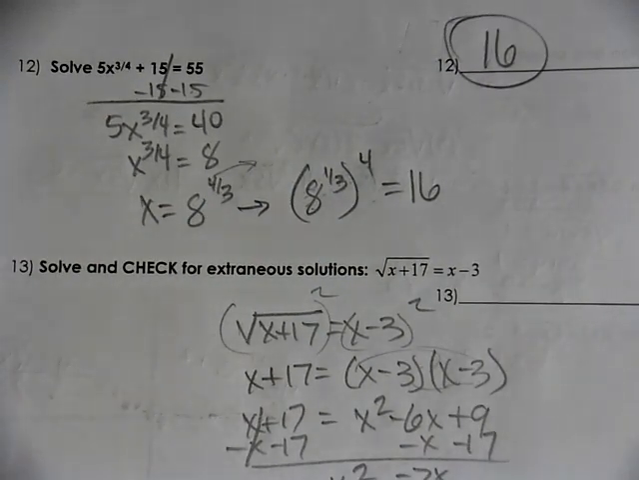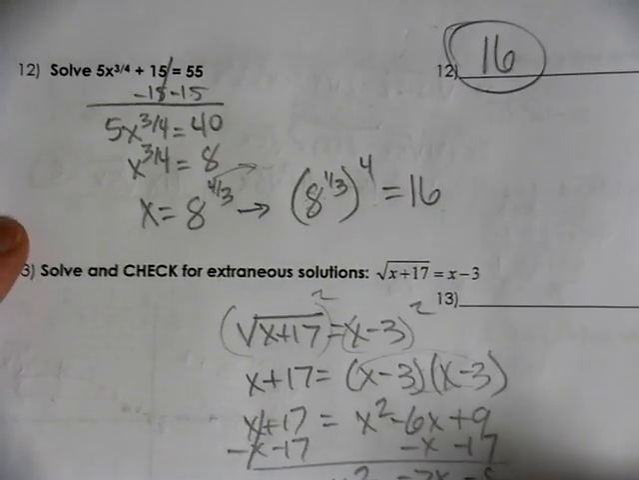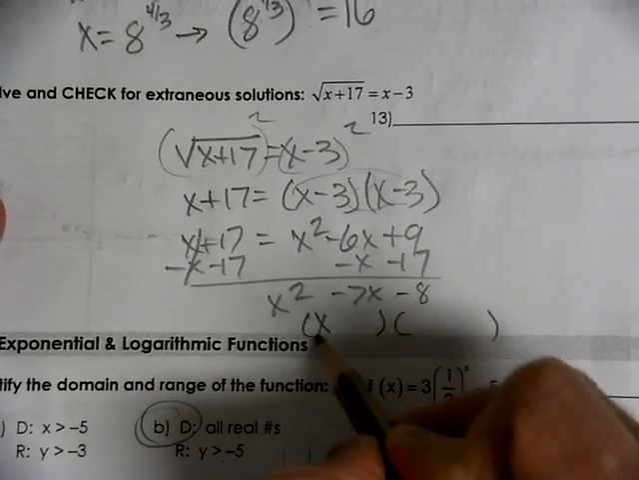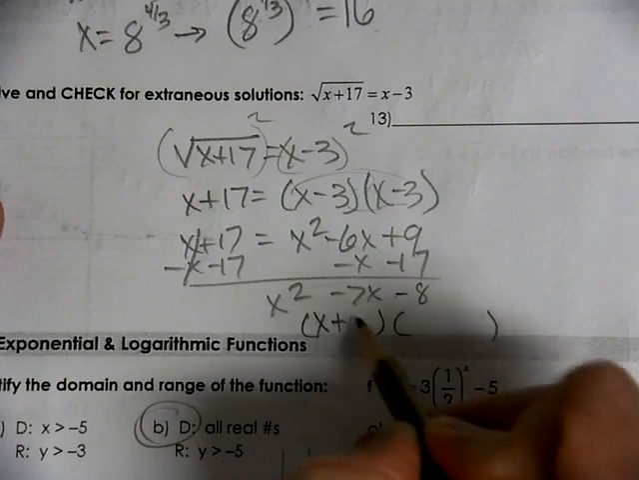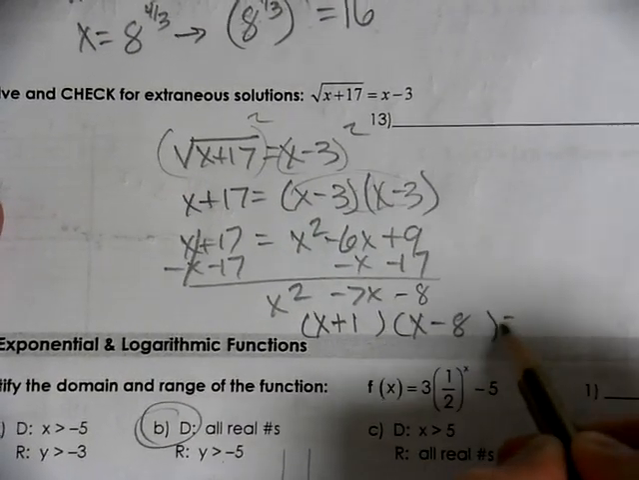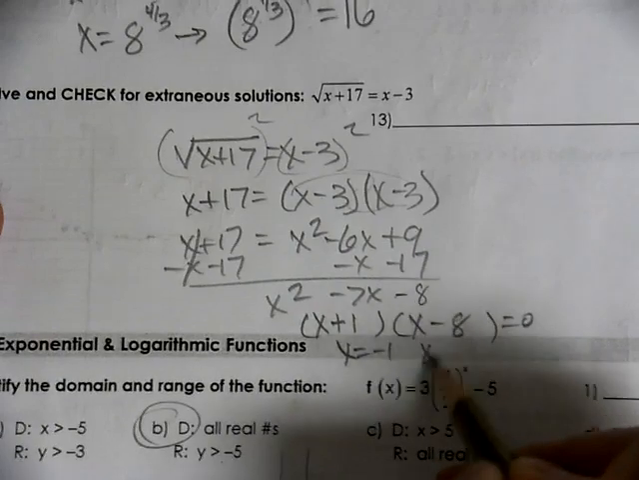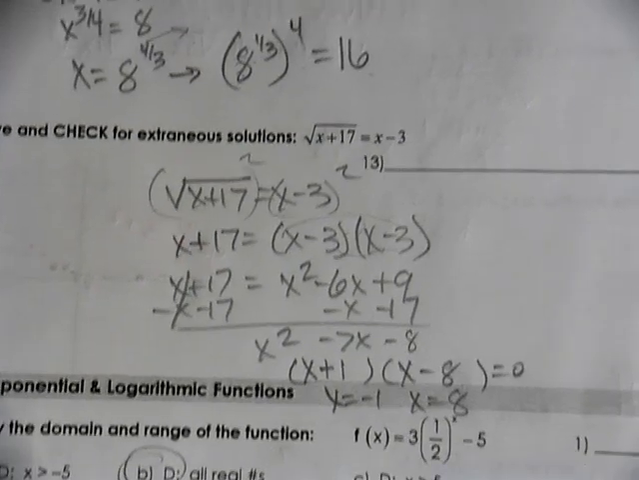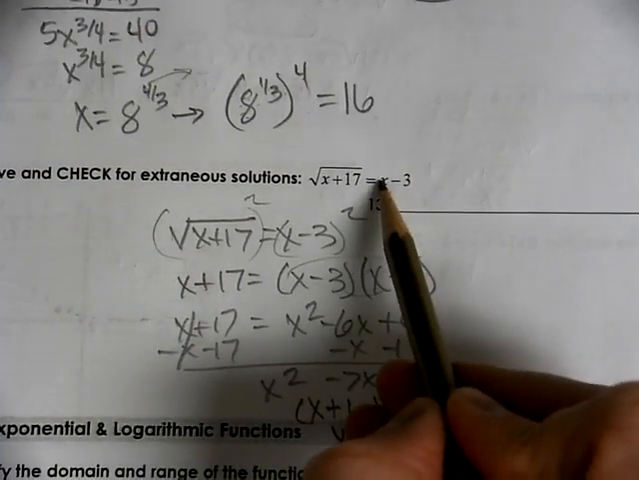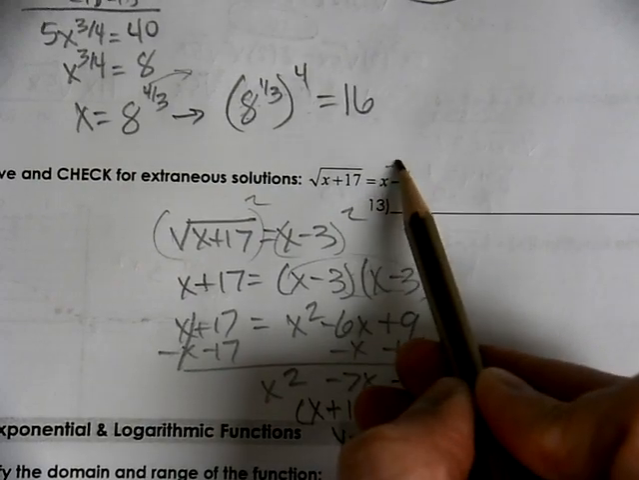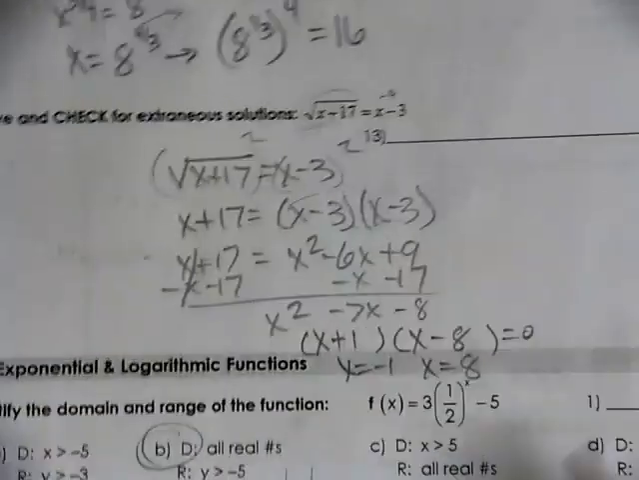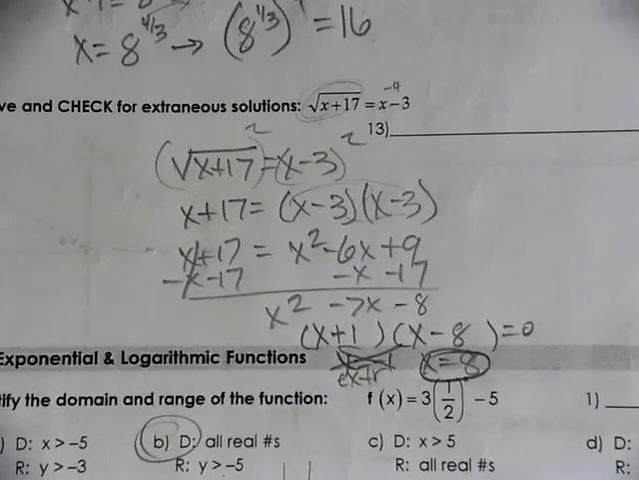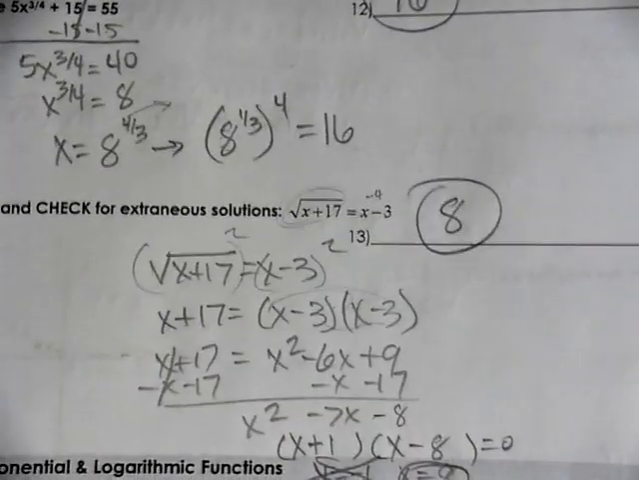Minus 17, that should be negative 8. So that gives us x plus 1, x minus 8. So this is x equals negative 1, x equals positive 8. And if we think about plugging this into our answers, negative 1 minus 3 is negative 4. A square root cannot equal negative 4. So this is extraneous. So 8 is our only answer. 8 is the only answer.